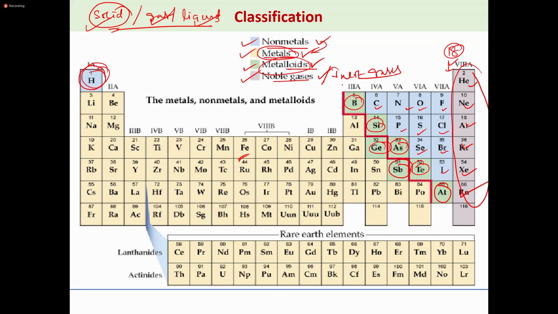So apart from the non-metals, noble gases, and metalloids, the other elements, lithium, sodium, potassium, rubidium, cesium, manganese, chromium, cobalt, nickel, are all metals. So from this slide, you can see that most of the elements of the periodic table are metals. Some elements are metalloids, some are non-metals, some are noble gases, but most of the elements are actually metals.